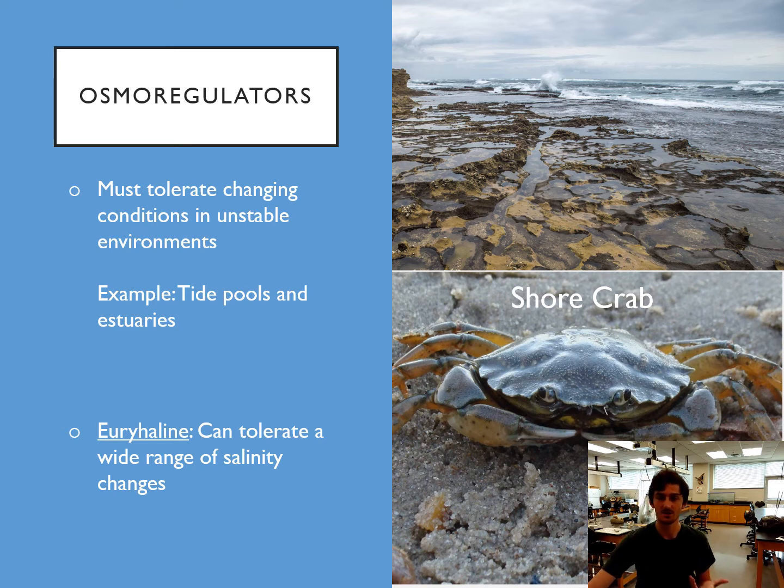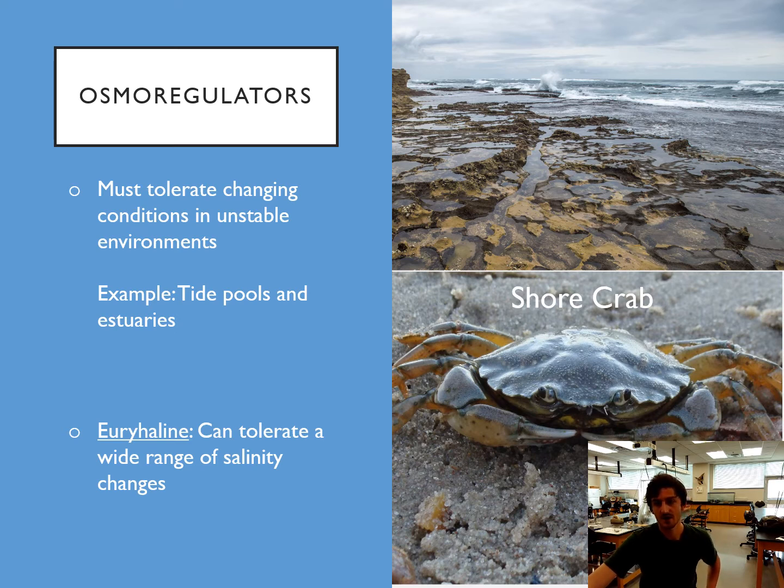The same thing also happens in estuaries. You get this influx of fresh water, and then as the tide flows out, you have higher salinities left behind. So the organisms in these sorts of environments are considered osmoregulators. They're actively controlling the conditions inside their body. So when we're talking about salinity, these organisms are considered euryhaline.